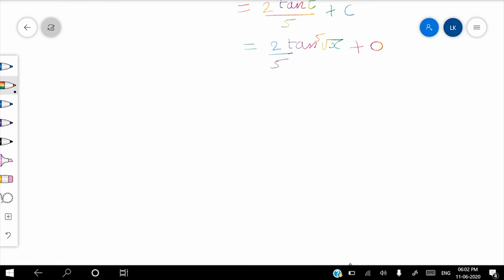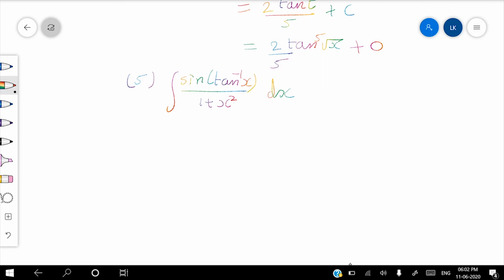Can you do the last example yourself? Please try yourself. Do fast. Take a pen and one page. Question number 5. Integration of sine of tan inverse x upon 1 plus x square, dx. It is very simple.